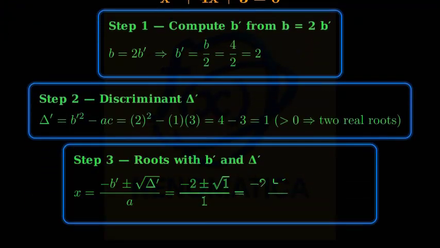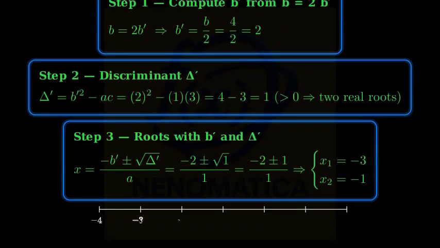Step 3. Use the root formula with b prime: x equals negative b prime plus or minus the square root of delta prime, all over a. Substituting b prime equals 2 and delta prime equals 1 gives x equals negative 2 plus or minus 1. Therefore, the two roots are negative 3 and negative 1. To build intuition, place the roots on a simple number line.